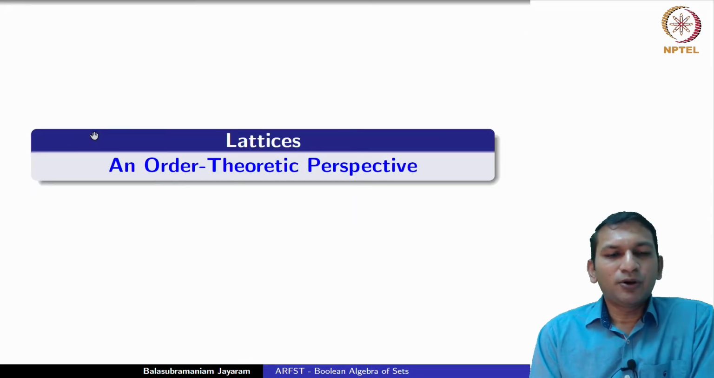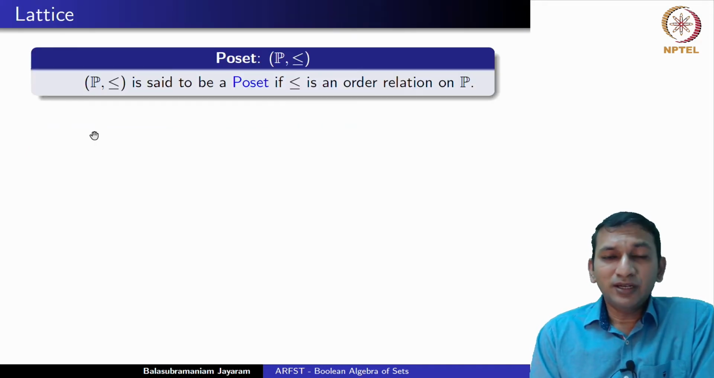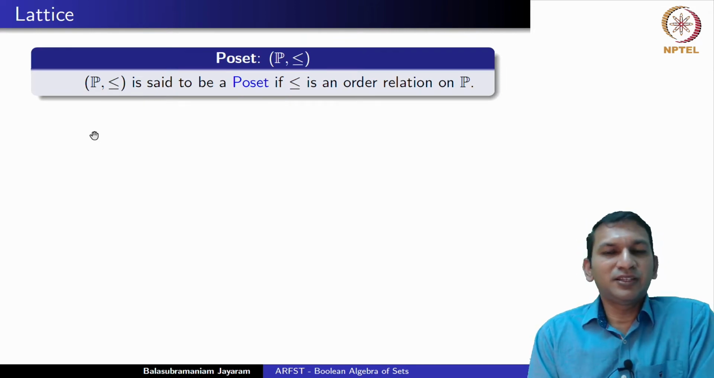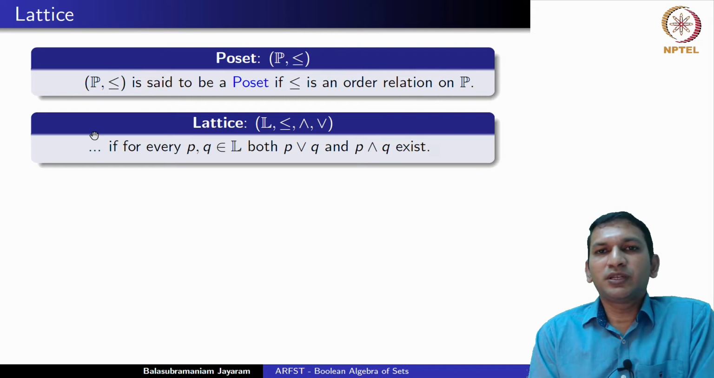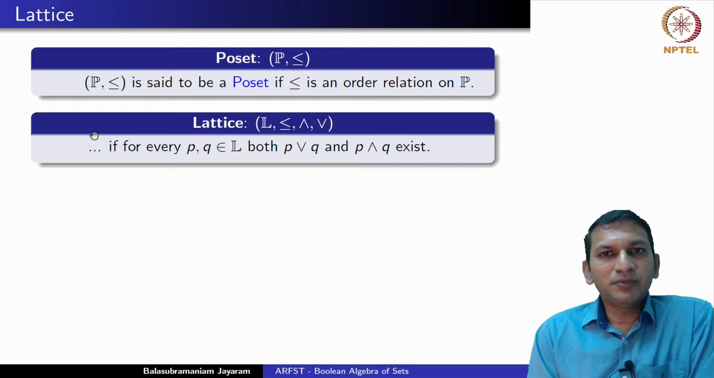A quick recap of looking at lattice from an order theoretic perspective. We know that a poset is a set with a binary relation defined on it, wherein the binary relation is an order relation. That means it is reflexive, antisymmetric, and transitive. We also saw that a poset becomes a lattice if every pair of elements has a supremum and an infimum. Supremum is the least upper bound with respect to the order relation we have defined on it, and infimum is the greatest lower bound that we have with respect to the order relation we have defined on the set.